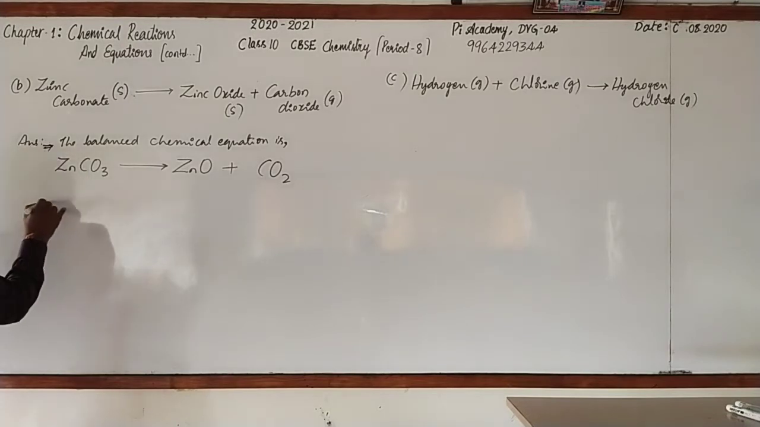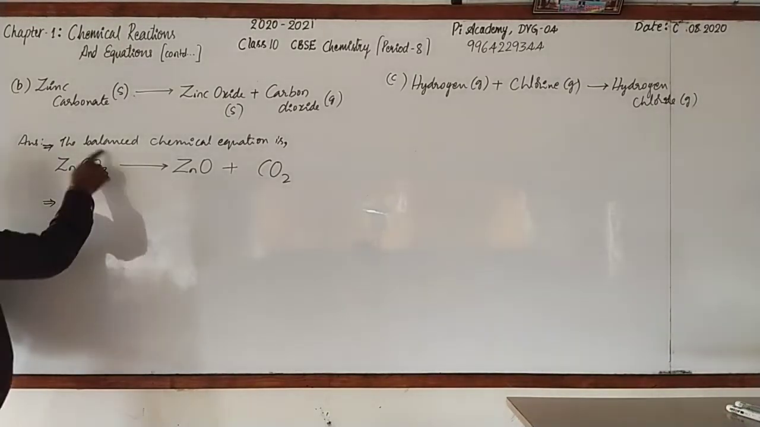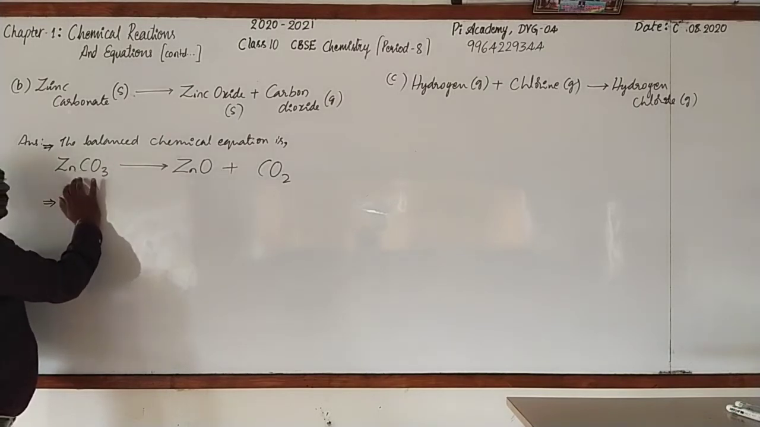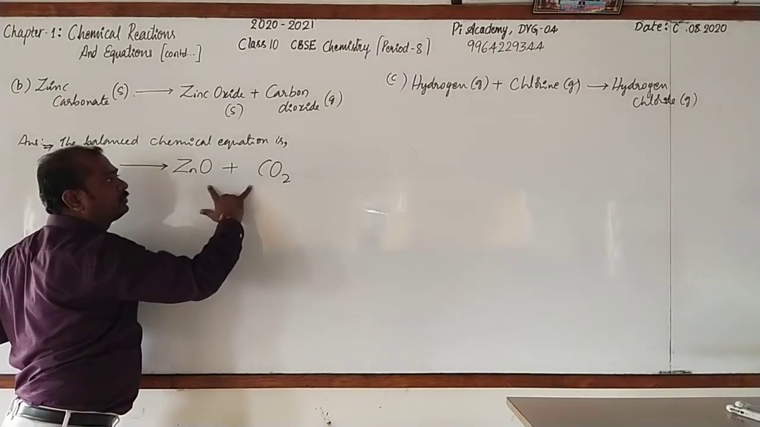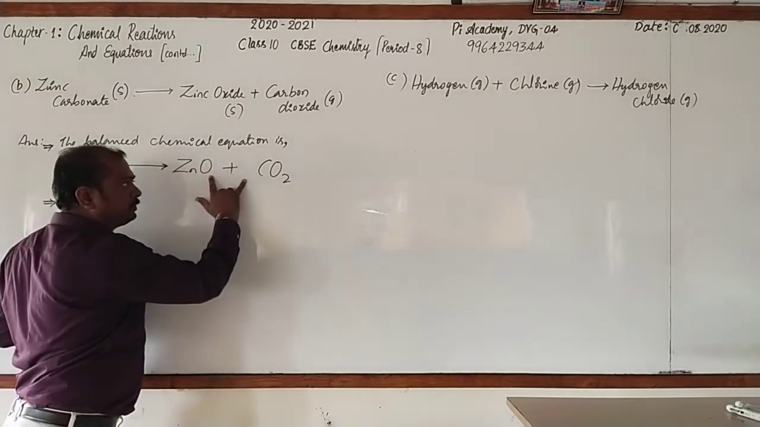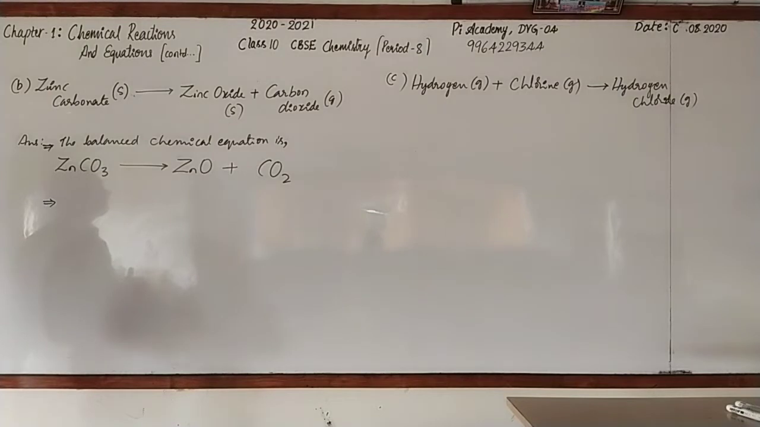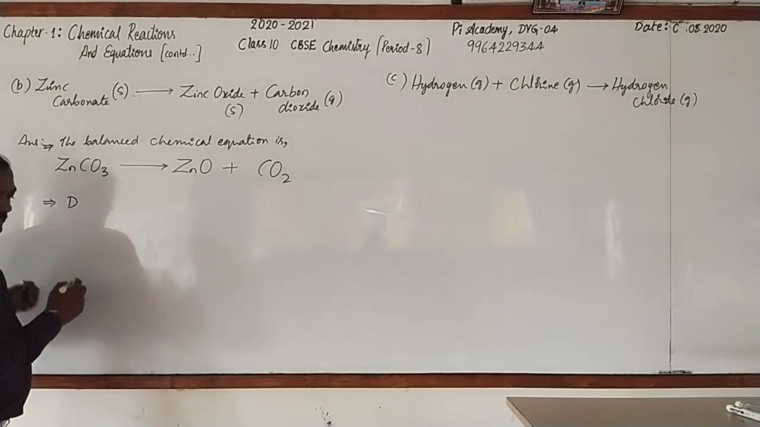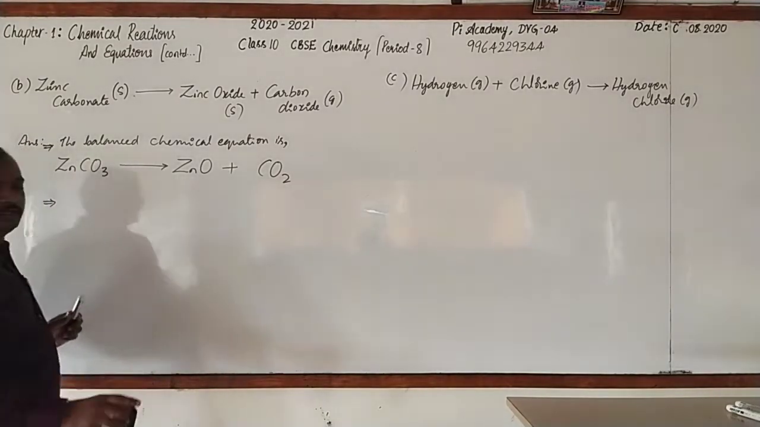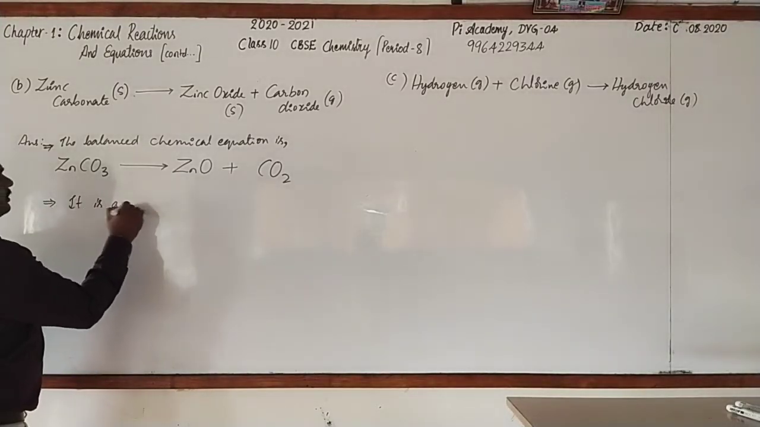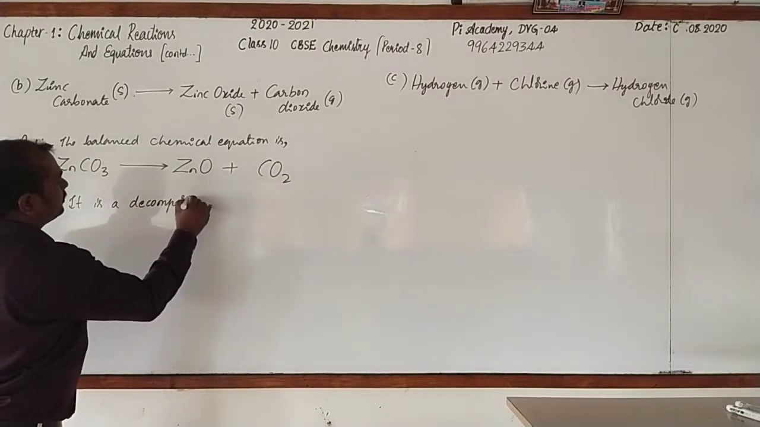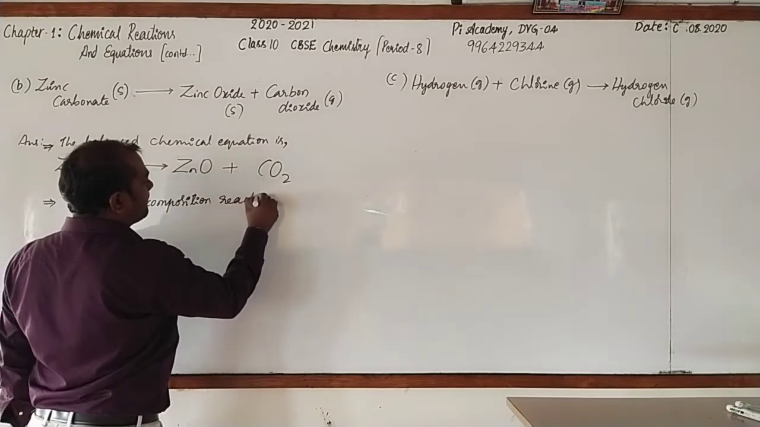Now, what type of chemical reaction is it? Observe the reactant side compound. What is that? Zinc carbonate. How many are there? Only one compound. But on the product side, we have two compounds. That means one compound gets split up into two compounds. Then what is it called? Yes, you are right. It is a decomposition reaction. The chemical reaction in which a single substance gets split up or decomposes into two or more new substances is called a decomposition reaction. Clear?